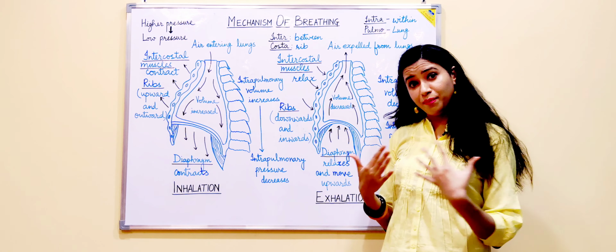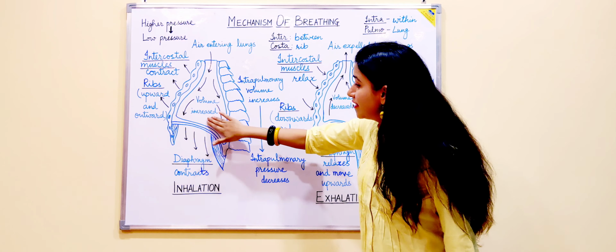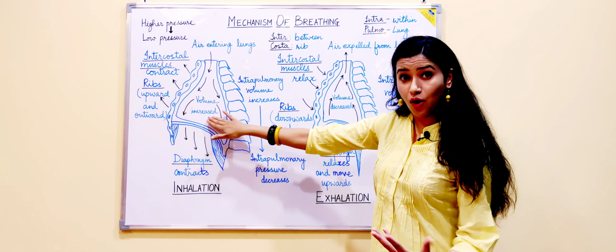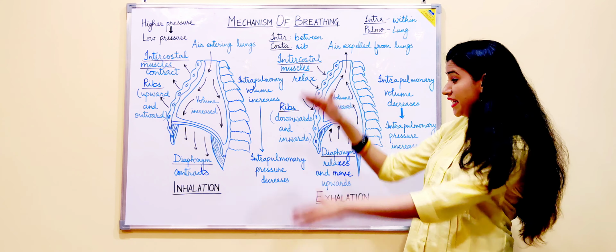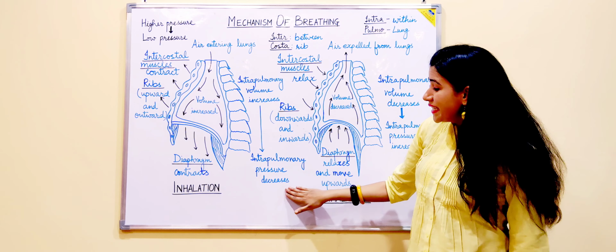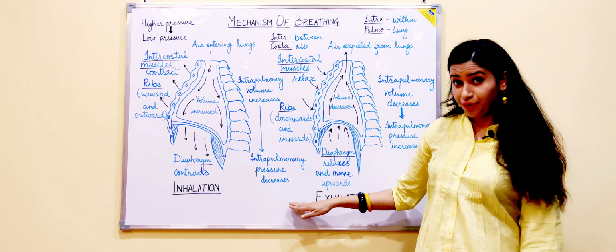Now, because the lungs are also present in the thoracic cavity, the volume inside the lungs would also increase, or we can say intrapulmonary volume increases, and that will lead to decrease in the pressure inside the lungs, or we can say intrapulmonary pressure decreases.